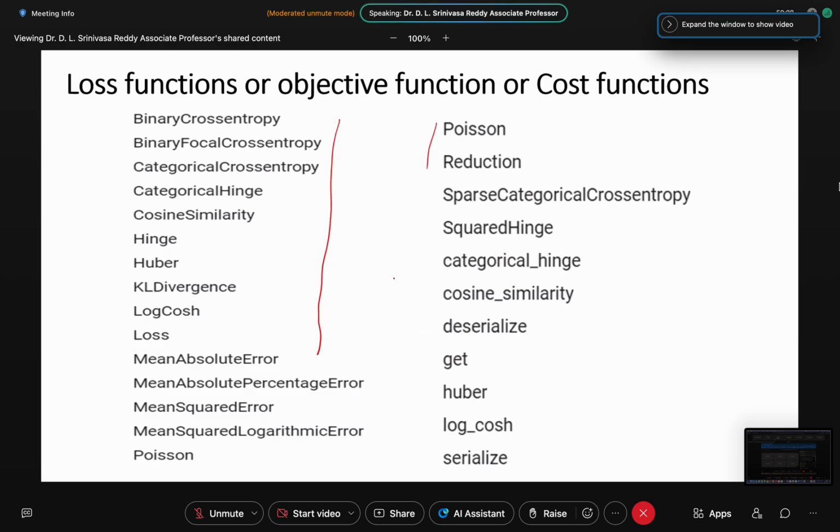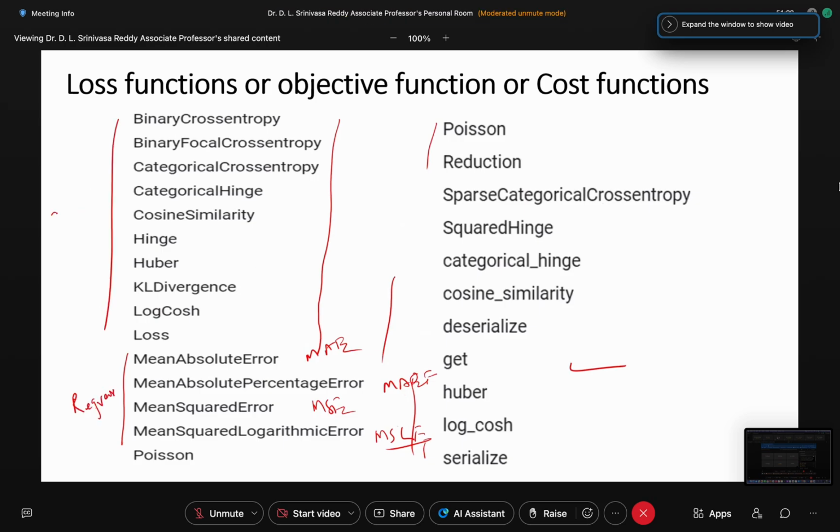Again, Poisson distribution loss, these cost functions are also very important. Mean square, mean absolute. This is MAE, this is MAPE, and this is MSE. These are all the loss functions. Okay, MSLE. These are all the loss functions used for regression problems. So these are all used for classification.